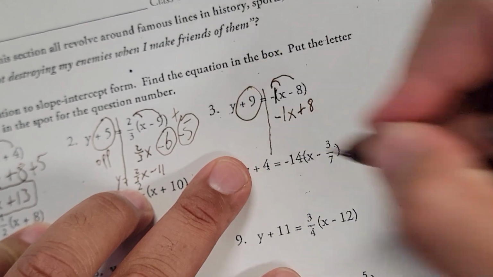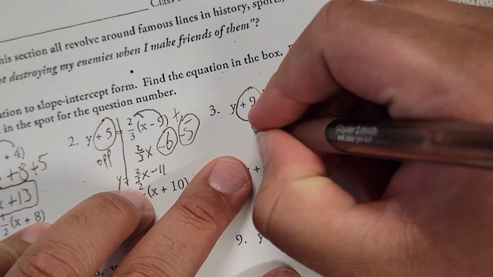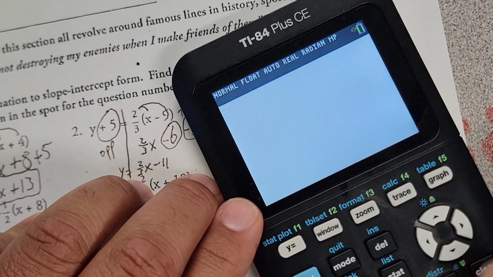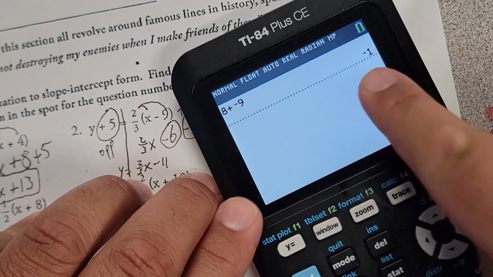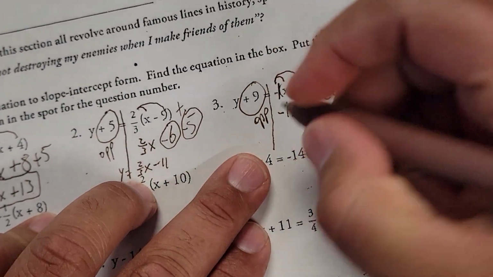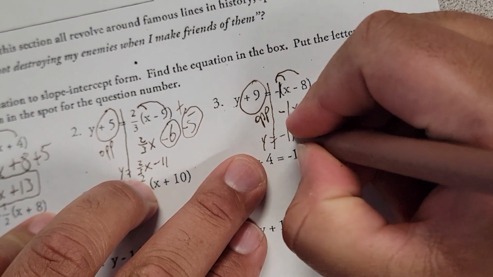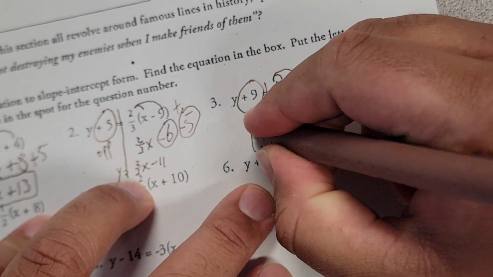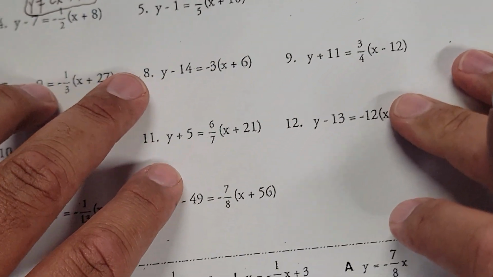And then this number, what is the opposite of a positive 9? Minus 9, right? Always going to be opposite. So I'm going to put these two numbers, 8 plus negative 9, I get negative 1. So y equals negative 1x minus 1. This is your answer. So look for it on the bottom.